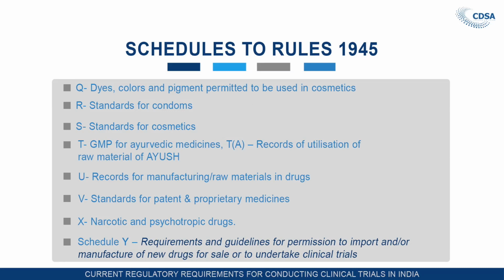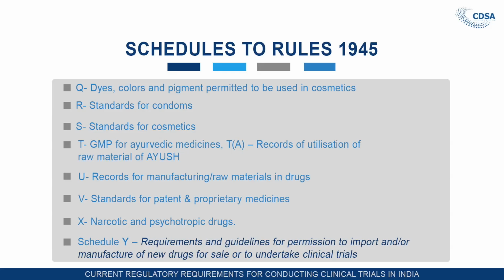Schedule U is related to the records for manufacturing raw material in drugs. So what records the applicant has to maintain and has to show during the inspection, the list of these records is given in Schedule U. Schedule V is the standard for patent and proprietary medicines. Schedule W was the list of drugs to be sold with the generic name and it has been omitted now. Schedule X is narcotic and psychotropic drugs.